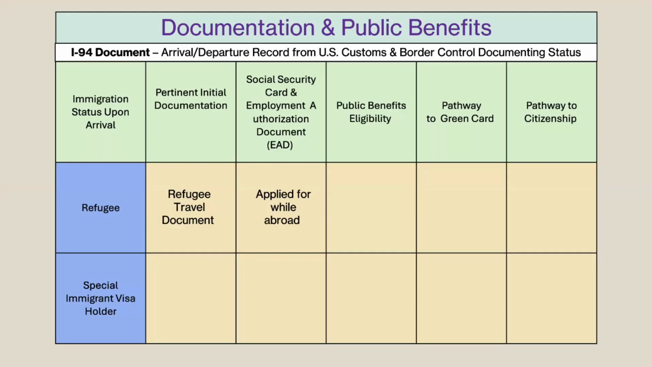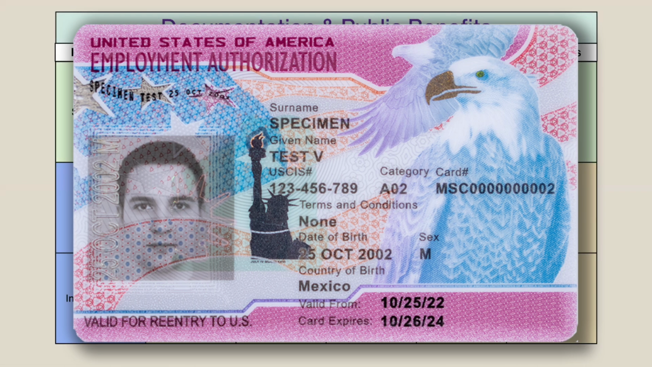Refugees will have been given assistance in applying for a Social Security card and an employment authorization card while they are still abroad. The Social Security card and EAD card should arrive in the mail within 3 to 6 weeks. We use the term should loosely here since delays in these documents arriving happen often. Here is an example of an EAD card. It contains basic information about the immigrant, but also includes immigration information, including their USCIS number, which is the same as their A number or alien number, as well as their immigration status category.